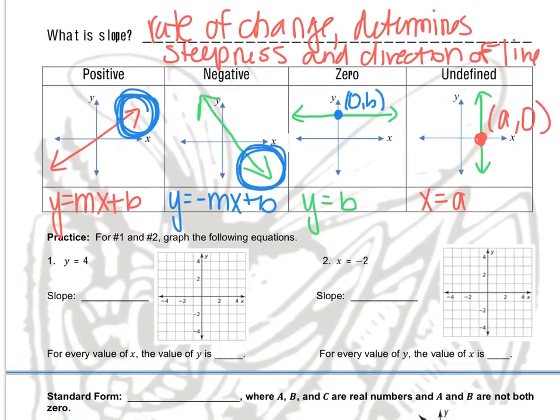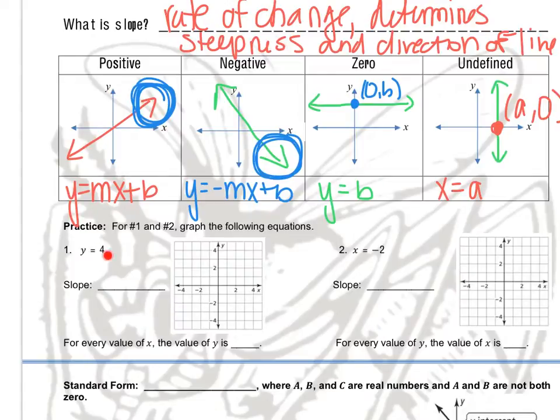So if we have y equals 4, which is what we have here, since it just has y, it's only going to touch the y-axis. So it's horizontal, and its slope is going to be 0. What it means is that no matter what x is, it does not matter, the y value is always 4. So it's going to be a horizontal line that goes through 4 on the y-axis. That's our graph.